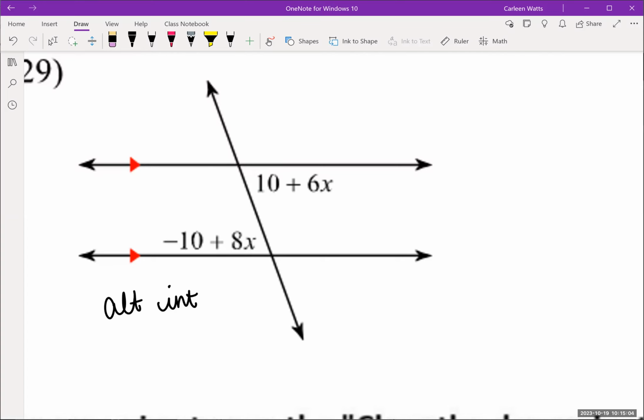So alternate interior angles are, can we see that those are congruent, not supplementary? See how they both look acute? If lines are parallel, alternate interior angles are congruent.